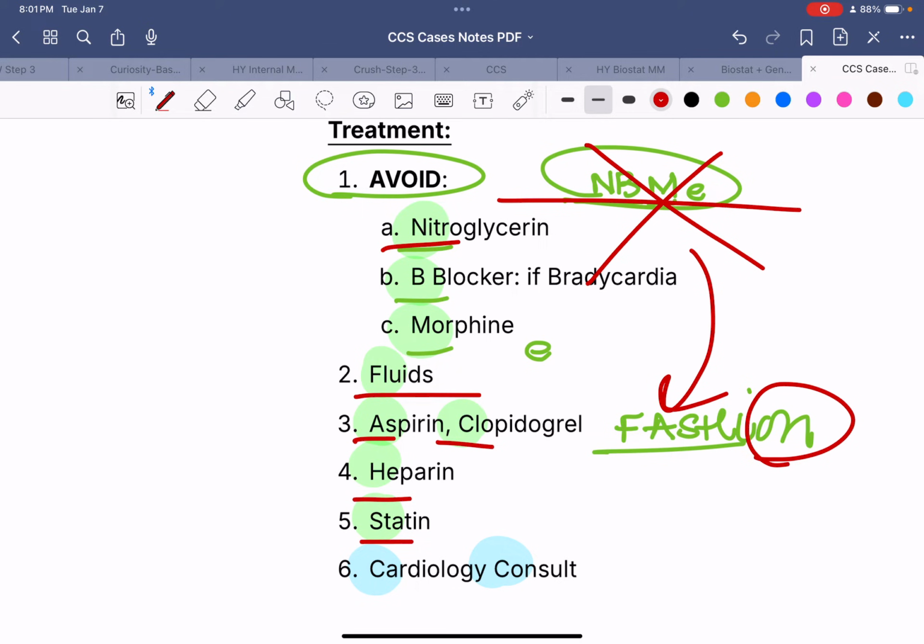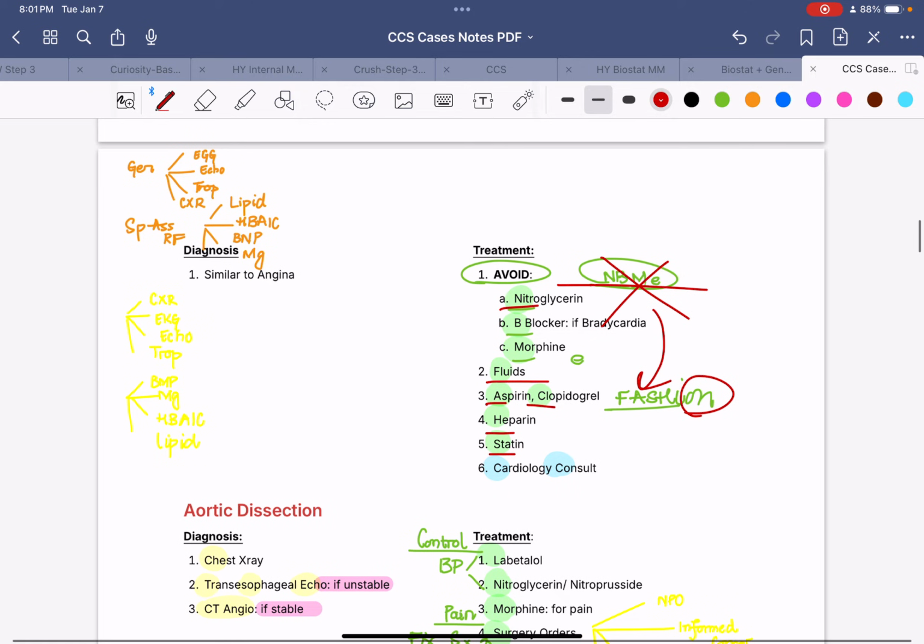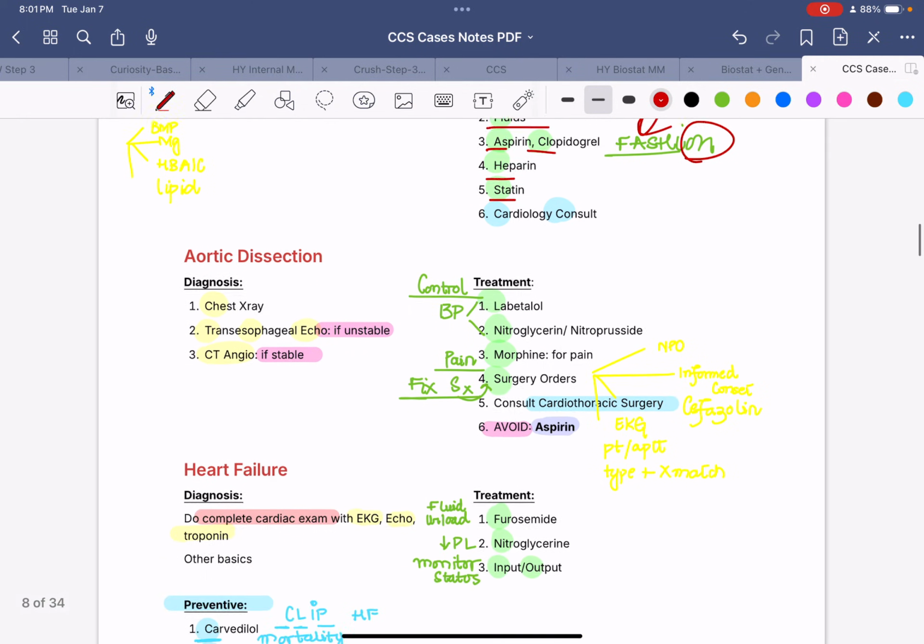So three things you're not going to give: nitroglycerin, the beta blockers, as well as the morphine. And four things that you're actually going to give, which are FASH: fluids, A is for aspirin, clopidogrel, S is for statin, and H is for heparin. And of course you're going to do a cardiology consult, because this is a cardiology case.